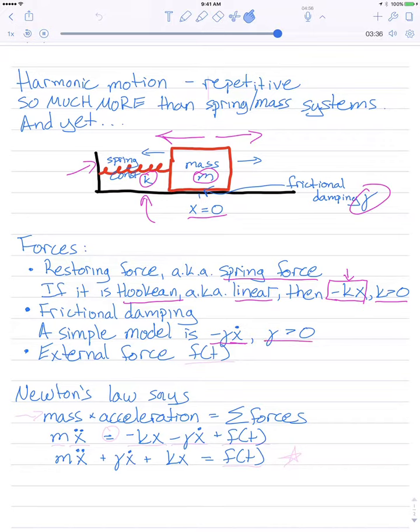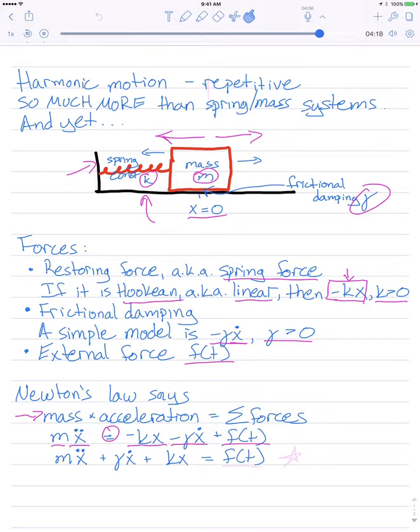And then there could possibly be some external force acting on the system, and I haven't drawn one here, but you could have a person who's periodically pushing on the block or something like that. And we're going to model this with Newton's law, and Newton's law says mass times acceleration is the sum of forces, and a way of writing mass times acceleration is m times x double dot. So remember, the dots represent derivatives, and the second derivative of position is acceleration. So this is mass times acceleration equals, and then we just write in the forces. So this is the spring force minus kx, the damping force minus gamma x dot, and our external force f of t.